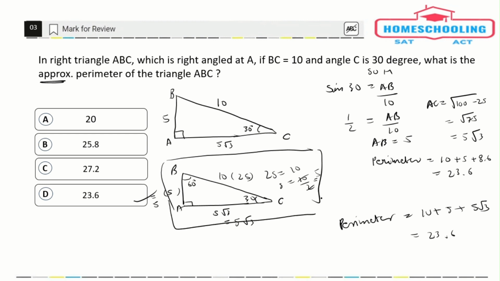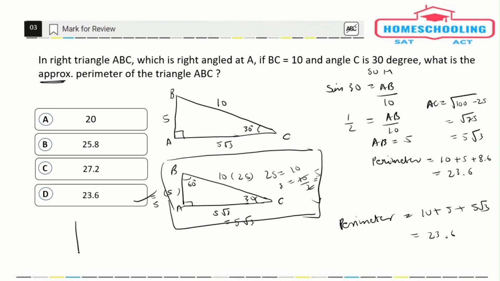This will help you to save some time in the examination. So please remember that if a right triangle is given and the angles are 90, 30, and 60, then the opposite to 30 would be S, opposite to 90 would be 2S, and opposite to 60 would be S root 3.